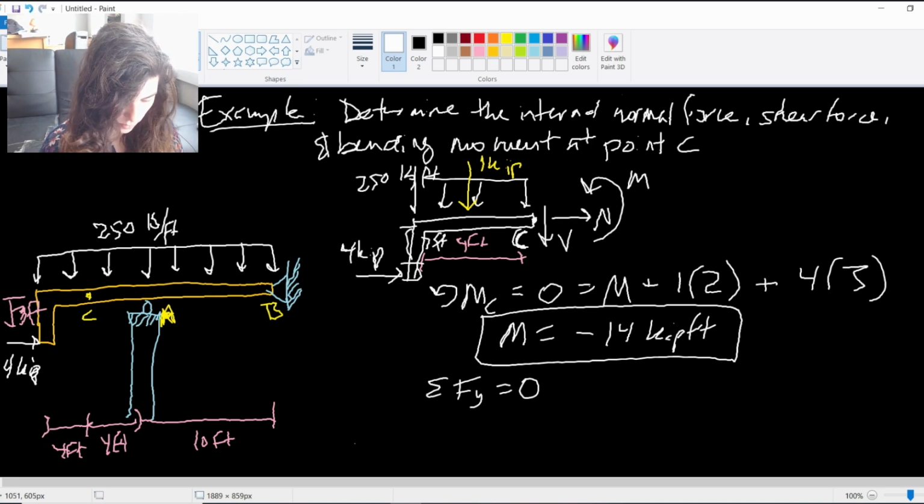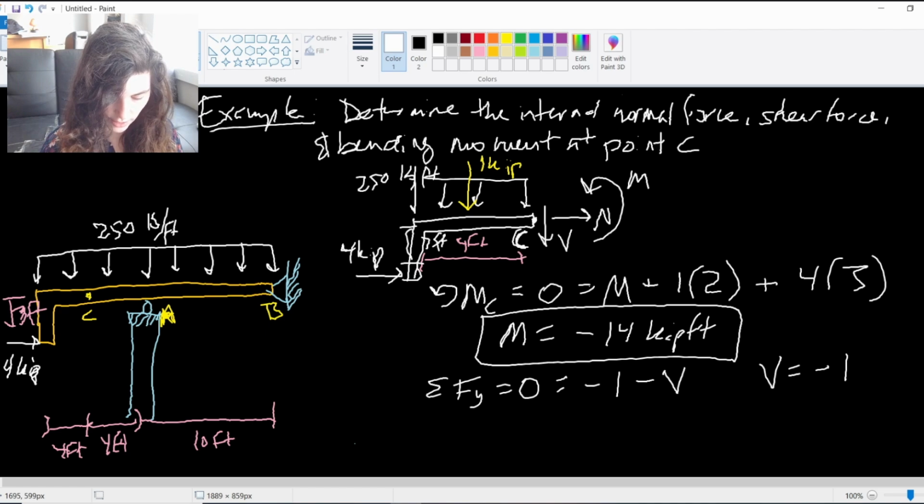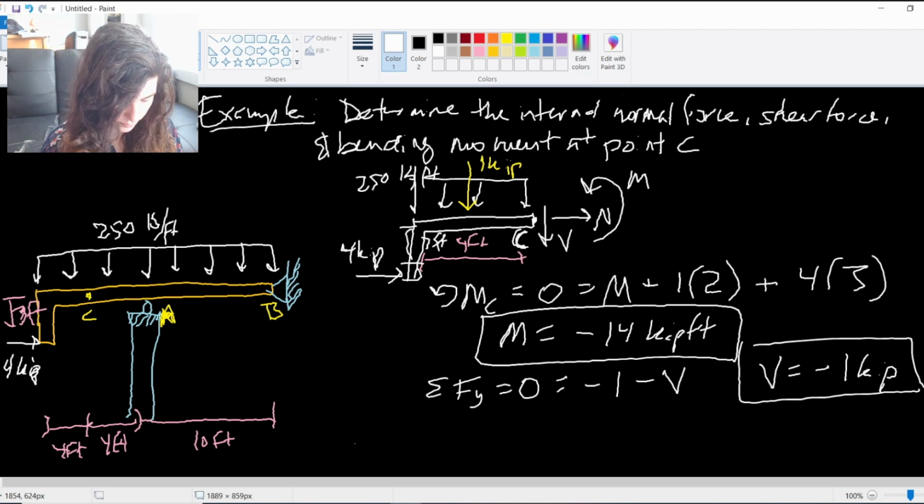Now solve for my y forces. Sum of forces in the y direction equals 0. I have a negative 1 kip minus my shear force. Those are the only two y directions. So my shear force must be negative 1 kip, or negative 1,000 pounds.